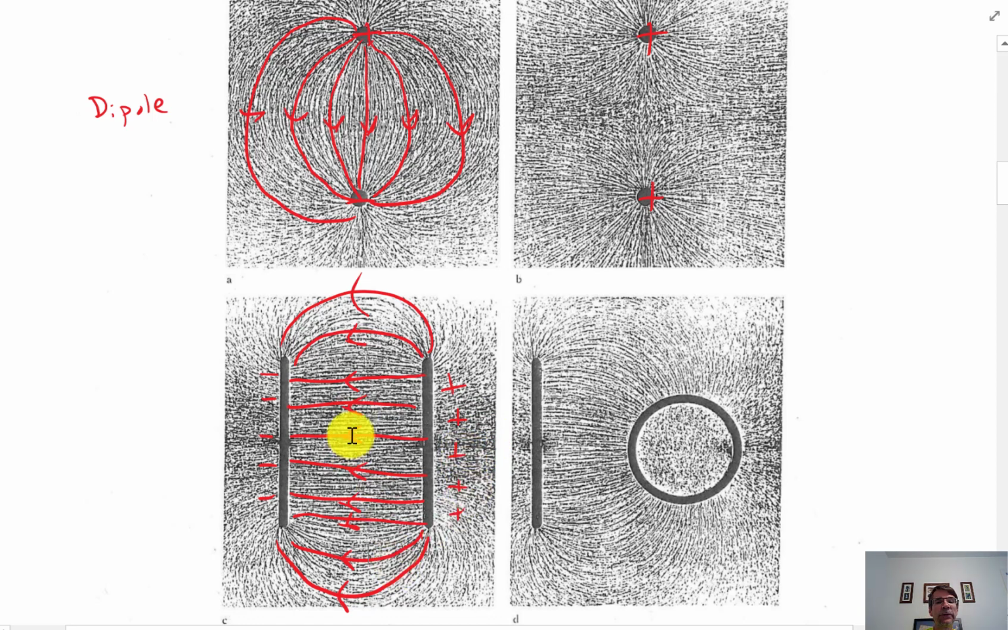It's very strong and uniform between the 2 plates. Here's one that's interesting. You have this plate, or a line, and you have a circle. And once again, if you make the left one negative, it doesn't matter which one's negative, it just changes the arrow directions, and make this one positive, but because the lines connect from one to the other, one is positive, one is negative. If you look at this one carefully, and look at the pattern, it looks something like this.